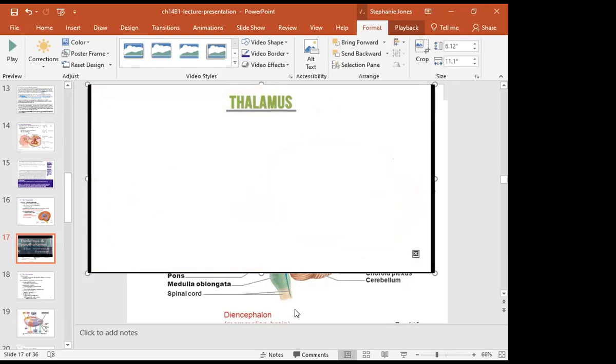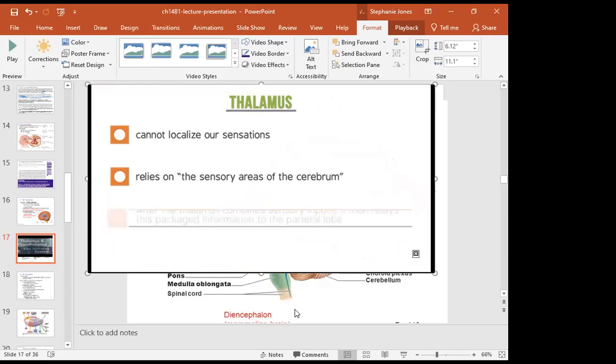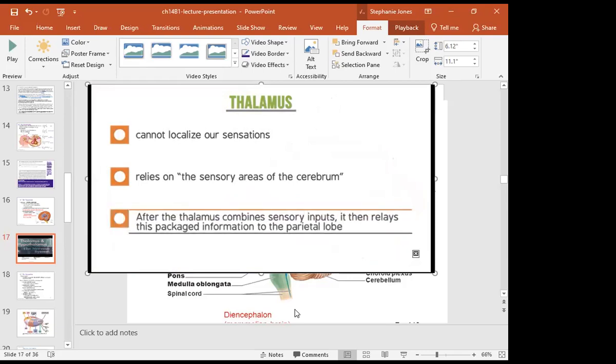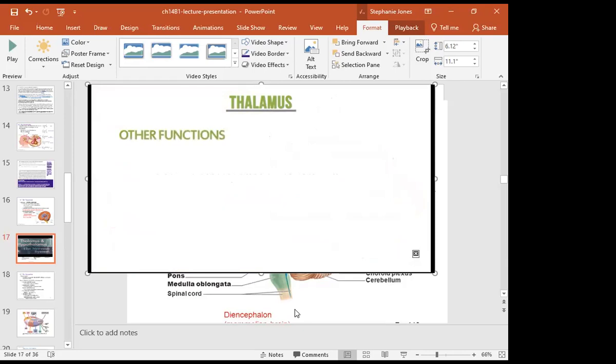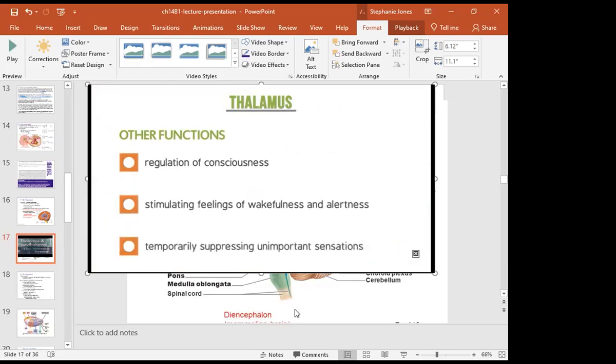Though the thalamus can process feelings, such as pain, it would not know which part of the body is experiencing that pain. Said another way, the thalamus cannot localize our sensations. In fact, it relies on the sensory areas of the cerebrum to do so. As a result, after the thalamus combines sensory inputs, it then has to relay this packaged information to the parietal lobe, where we gain more precise awareness of our sensations. Some other functions of the thalamus include regulation of consciousness, stimulating feelings of wakefulness and alertness, and also temporarily suppressing unimportant sensations.